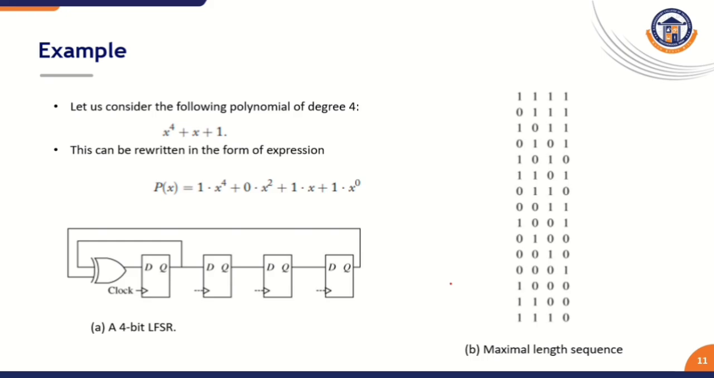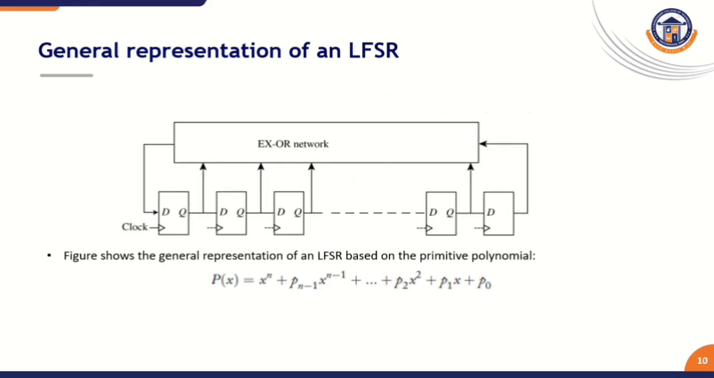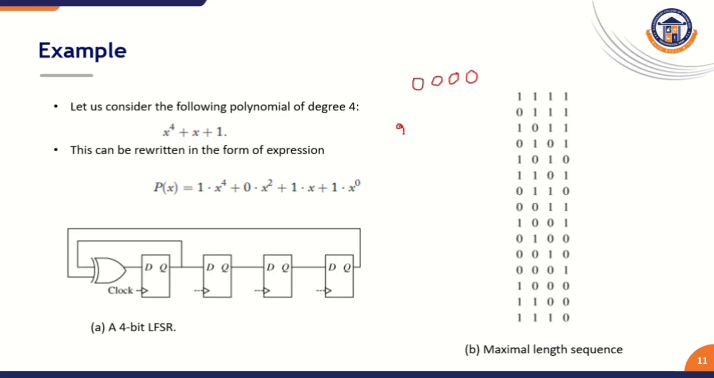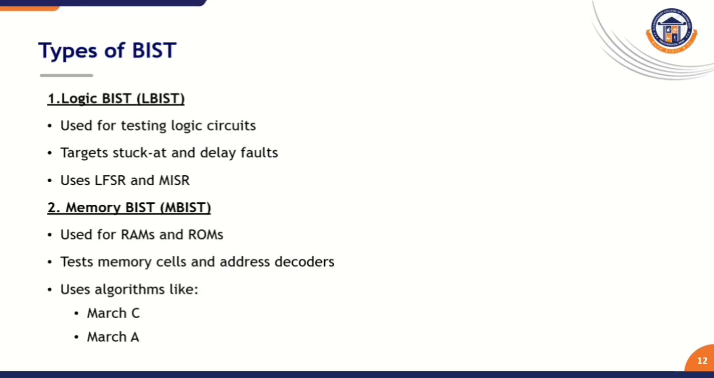What is the concept of LFSR logic? It generates only non-zero binary sequences. That means this LFSR does not generate the 0 0 0 0 value. The maximum length sequence is 2 power n minus 1. Here the value of n is 4, so 2 power 4 is 16, minus 1 gives 15. Fifteen is the maximum length sequence generated by this LFSR. This is the concept of LFSR.